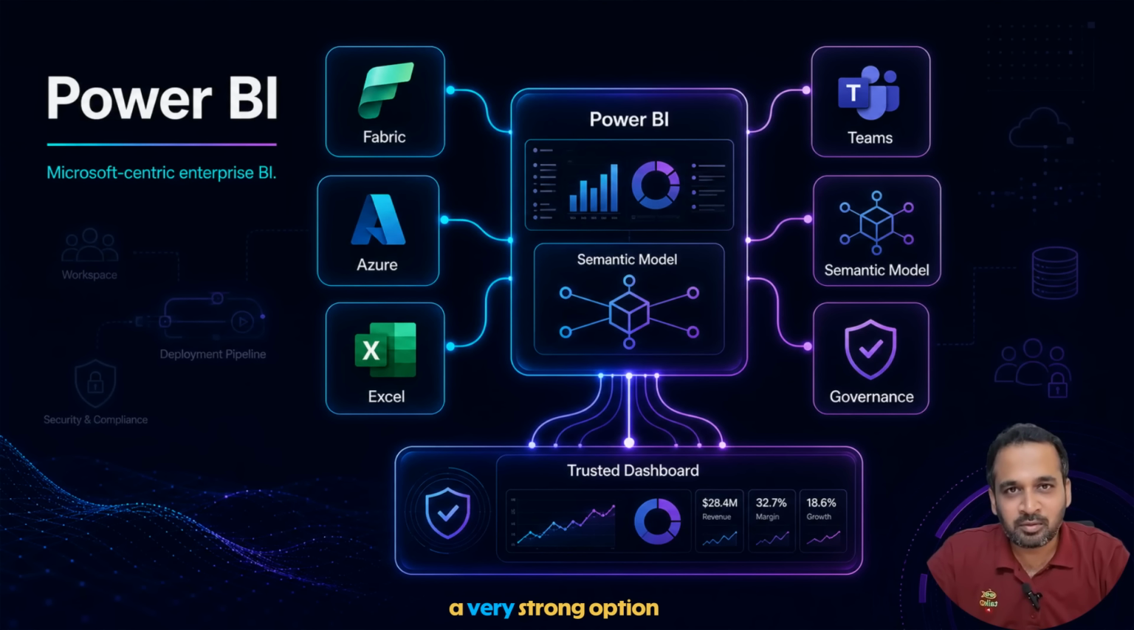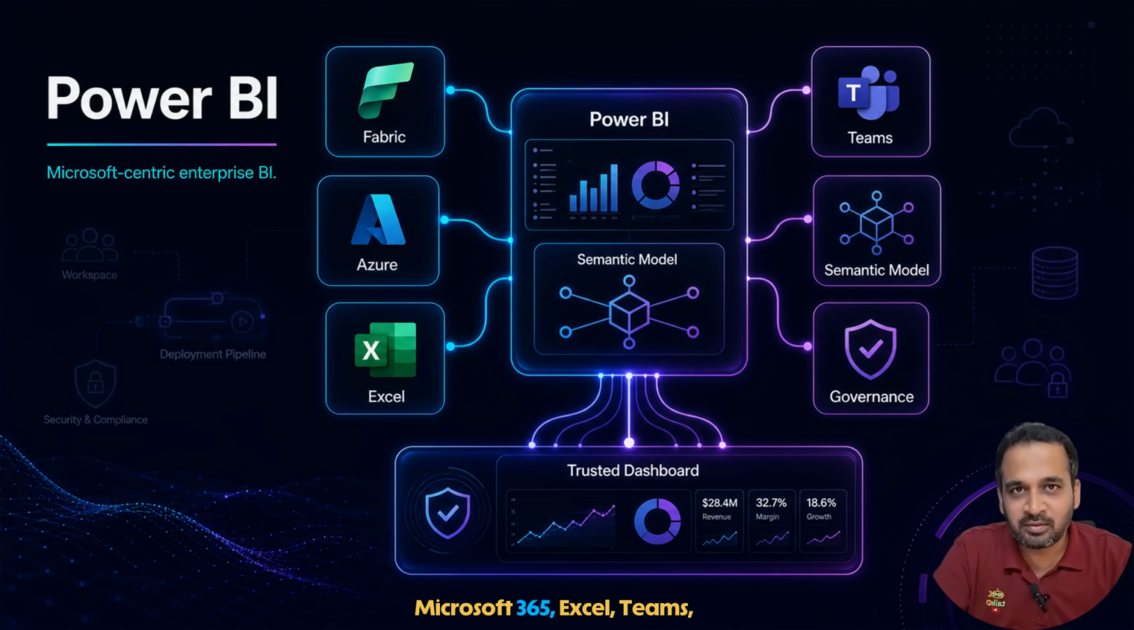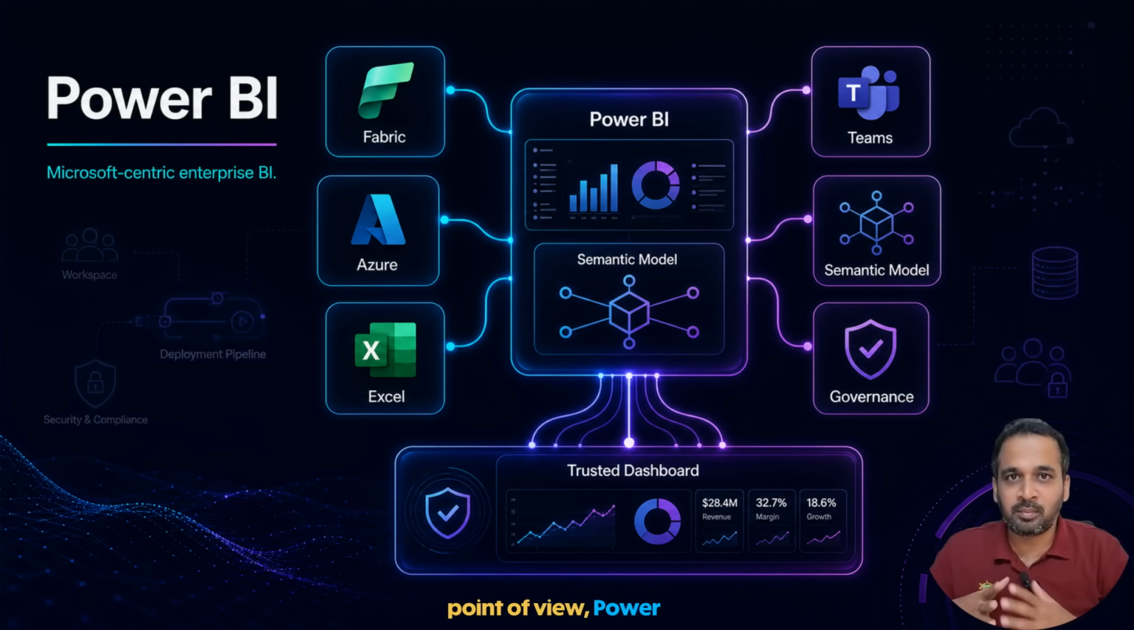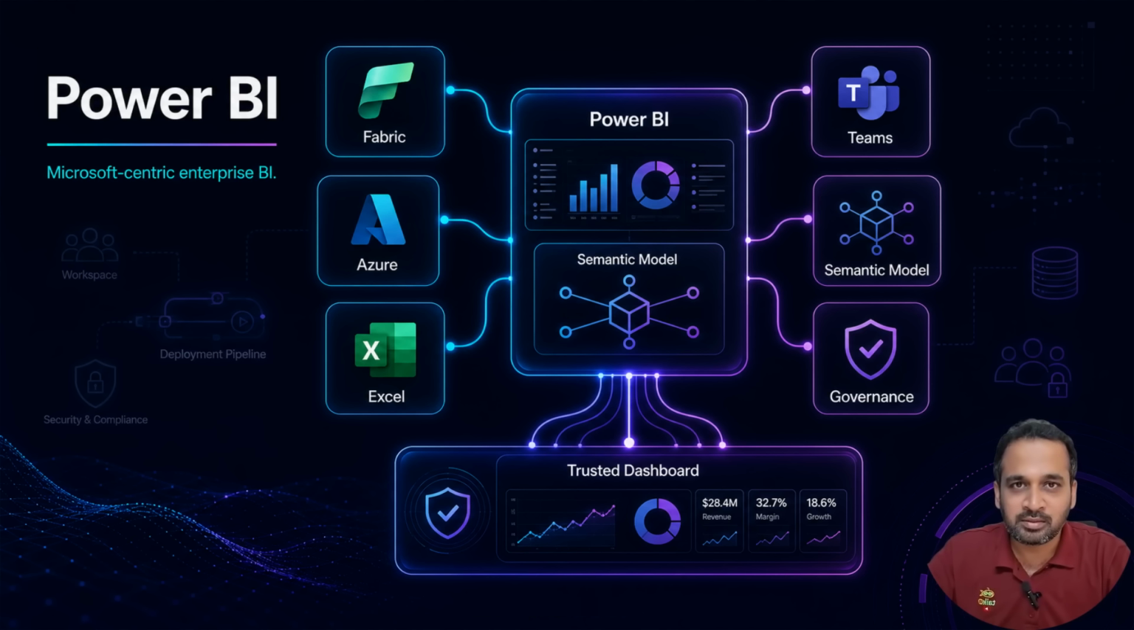Power BI is usually a very strong option when the organization is already aligned with the Microsoft ecosystem. If the company uses Microsoft 365, Excel, Teams, Azure, SQL Server, Microsoft Fabric, Entra ID, SharePoint and Power Platform, Power BI fits naturally. From an enterprise architecture point of view, Power BI's major strength is the semantic model. You can create reusable models with relationships, DAX measures, hierarchies, row-level security, calculation logic and certified semantic models. Then many reports can connect to the same model.